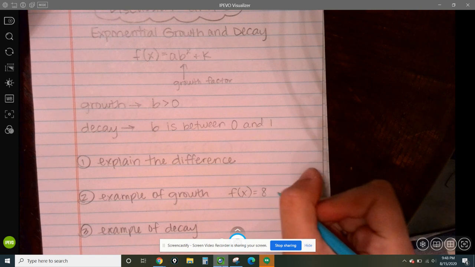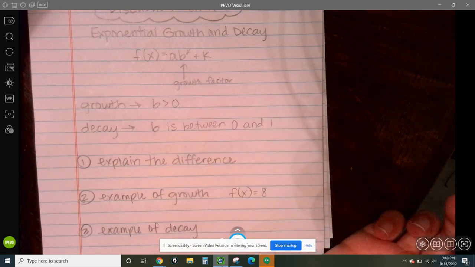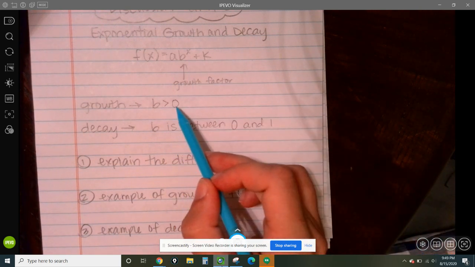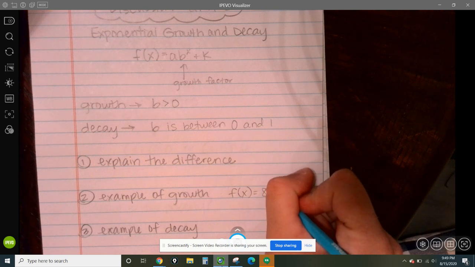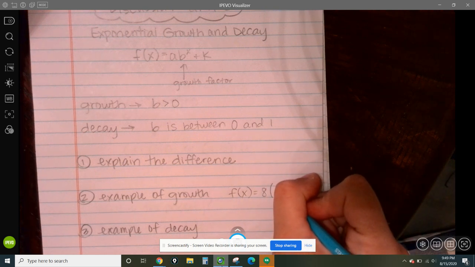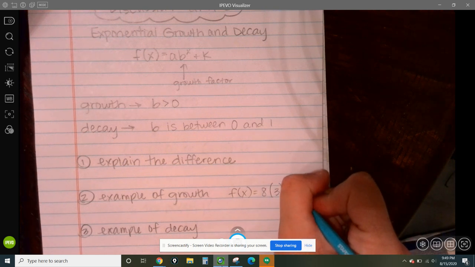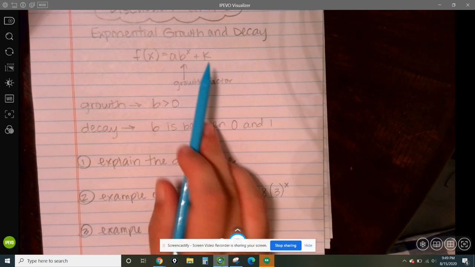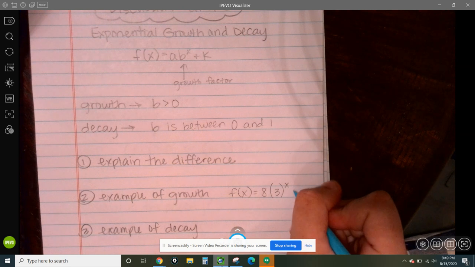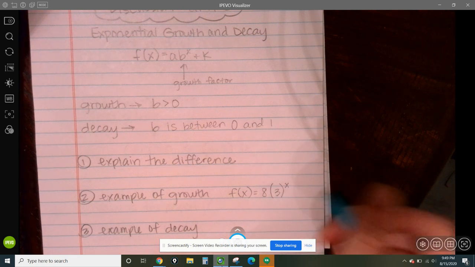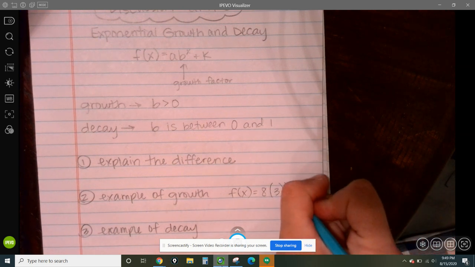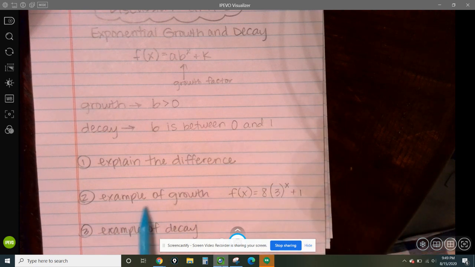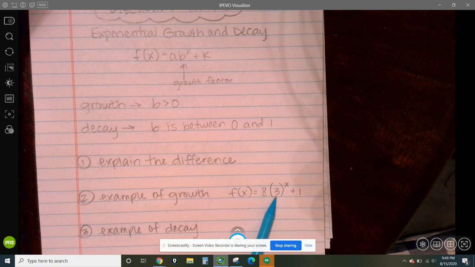I'm going to choose 8. And then my growth factor, I need it to be greater than 0. So let's say I'm going to make it 3. And then I have my exponent of x. And then you can add a plus k or not. I mean, a k could be 0. This could be a plus 0. You could have plus 1, or you could just leave it off. Let's just say I'm going to say plus 1 for this. So this would be an example of exponential growth because my growth factor is greater than 0.